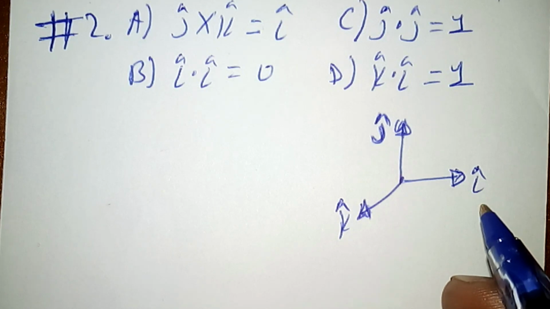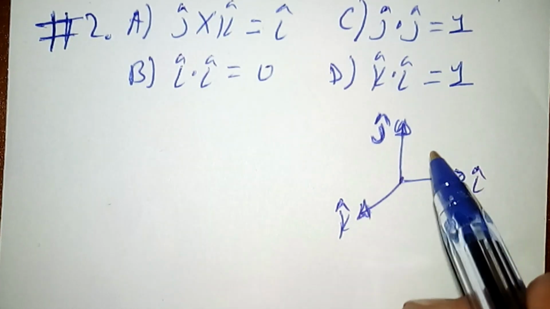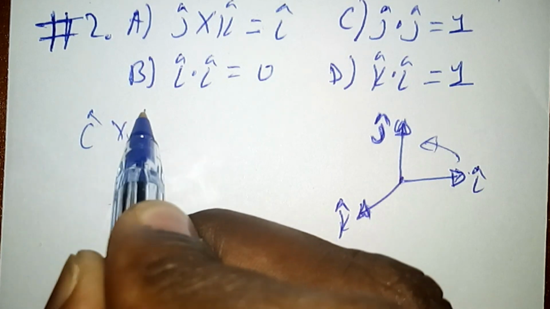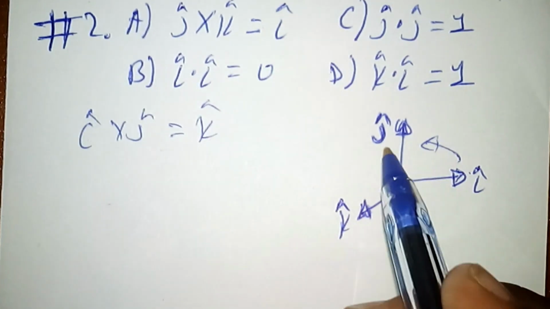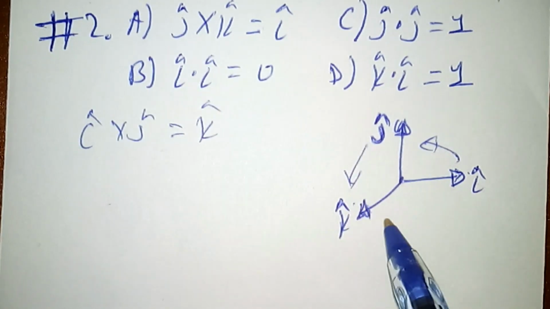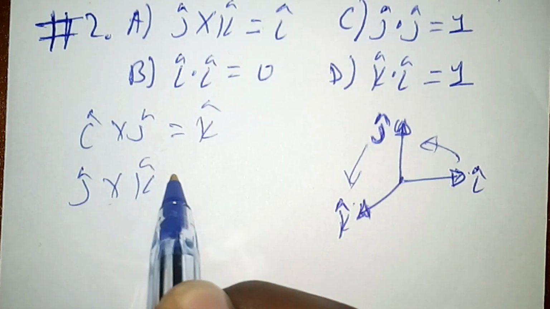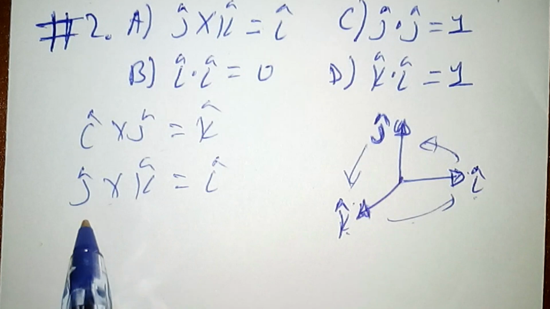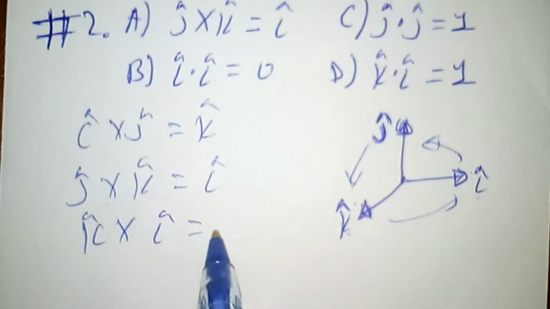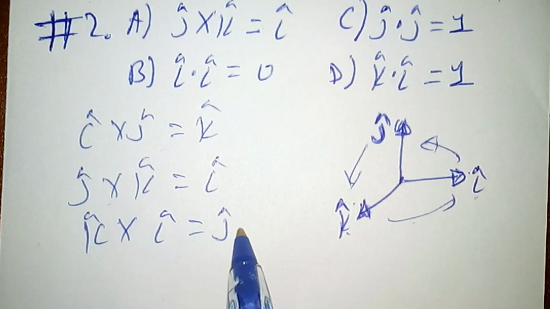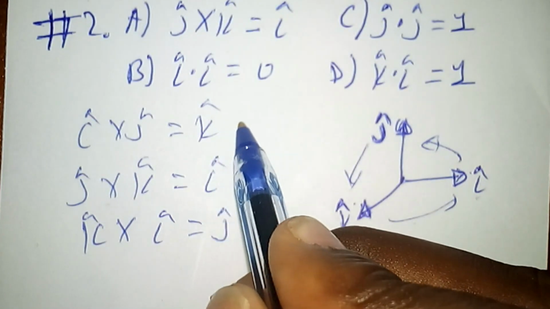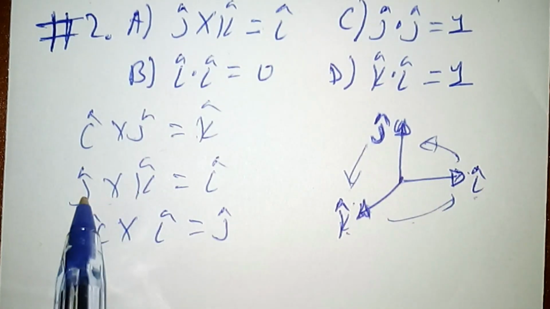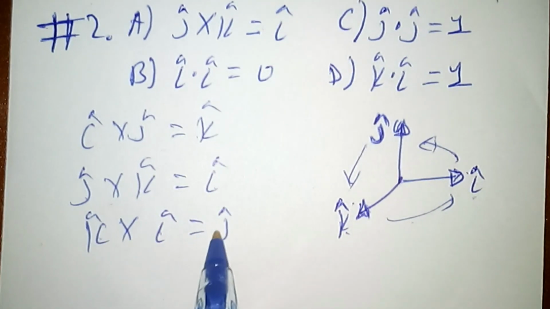So which one of the following alternatives is correct in a clockwise system? In a clockwise system, we know that i cross j is directly the k unit vector, j cross k is i, and k cross i is j. K cross i is equal to j directly. And the reverse is also negative. That means j cross i is -k, k cross j is -i, and i cross k is -j.